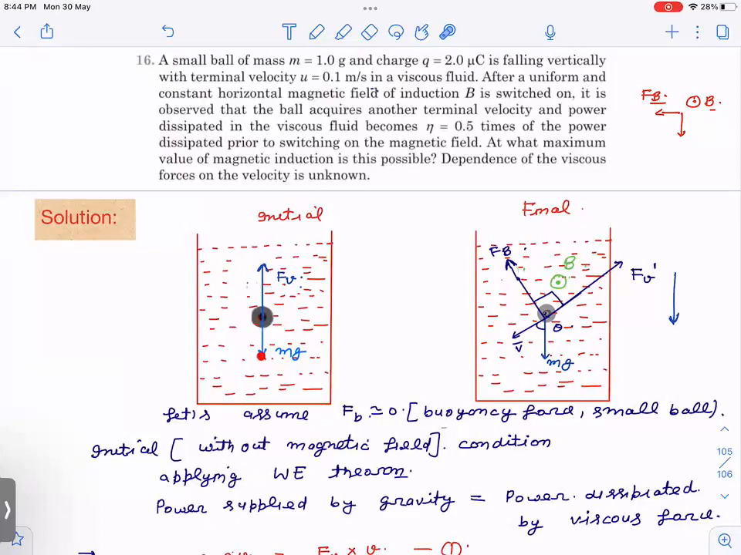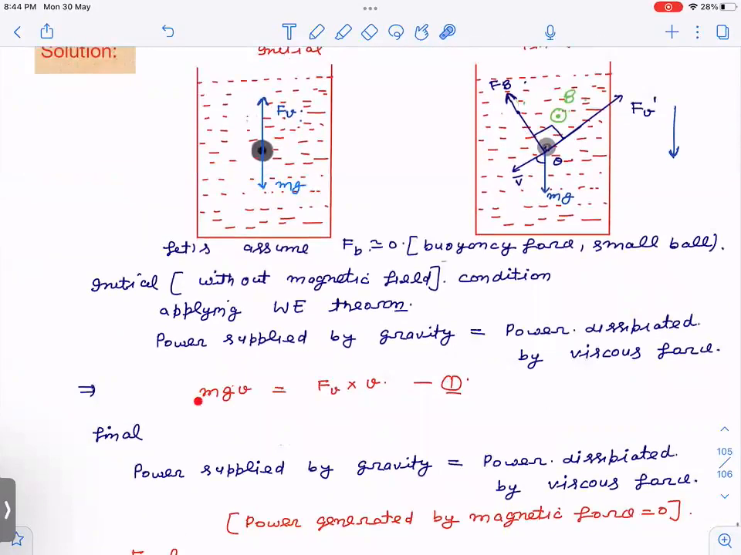So the power delivered by mg should be exactly equal to, right now the velocity is v. So before switching on the magnetic field, let us say the velocity was v. So the power delivered by mg was mg into v, f into v, right? And the power delivered by the viscous forces is minus f into v, right? Because velocity and viscous force have a 180-degree angle.